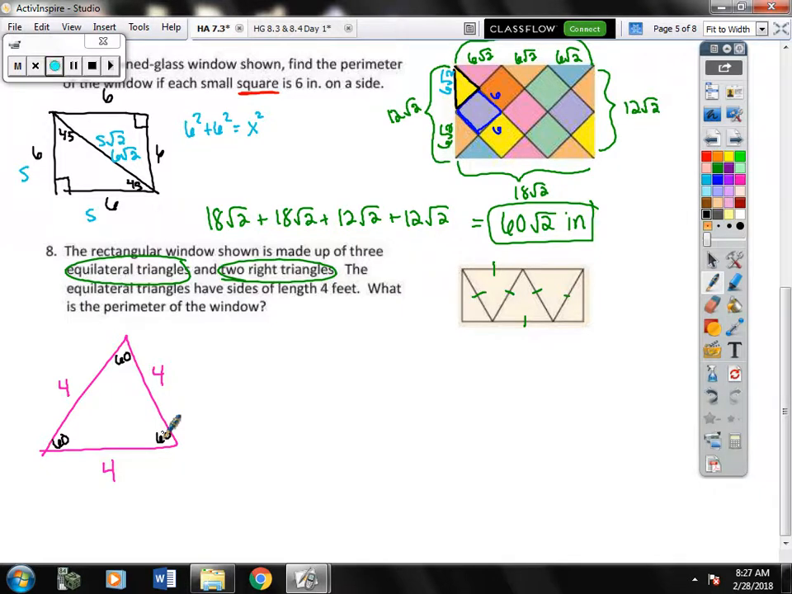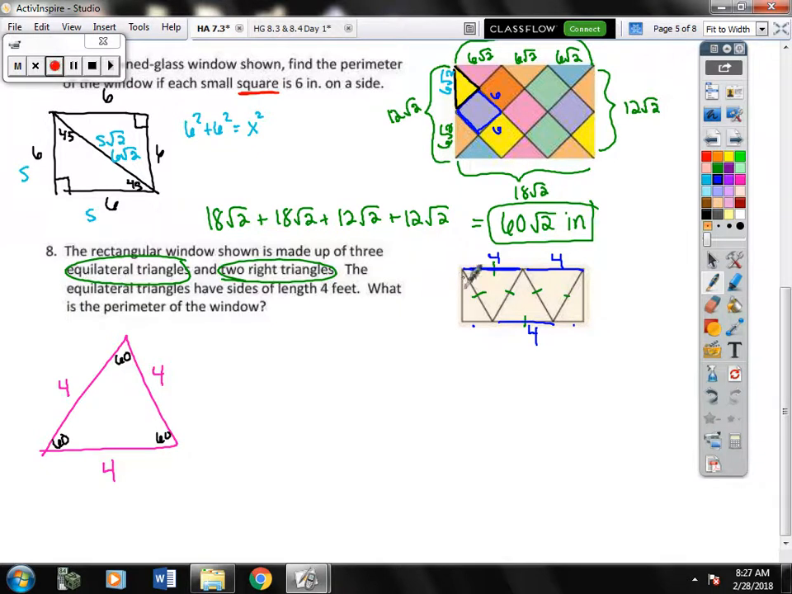Now, in order to find the perimeter of this window, we have to figure out, well, we know this is 4. We don't need to figure that out, Mrs. Bennett. We know those pieces are 4. Correction. We do need to figure out the 2 little legs of the right triangle as well as the larger leg of the right triangle.